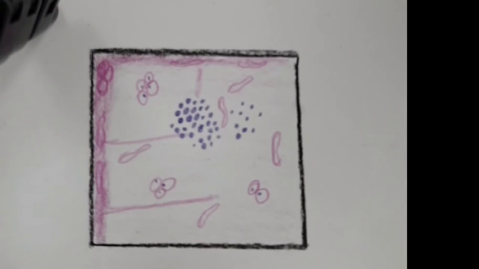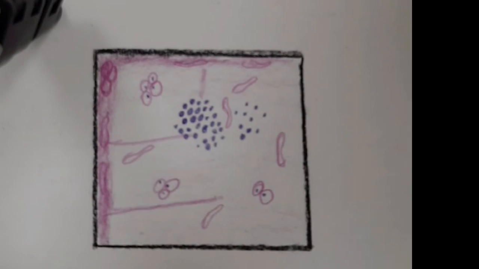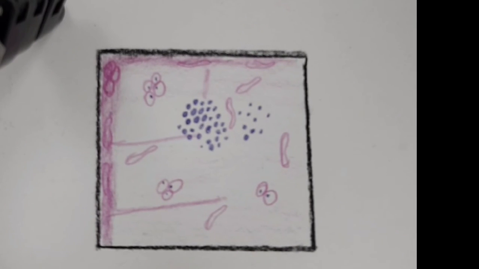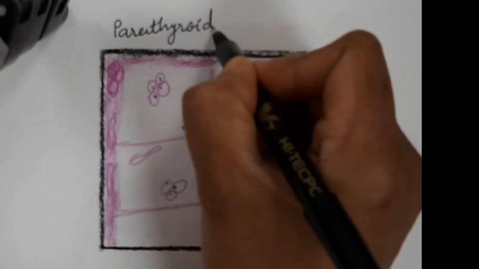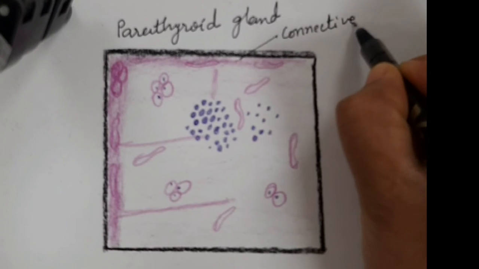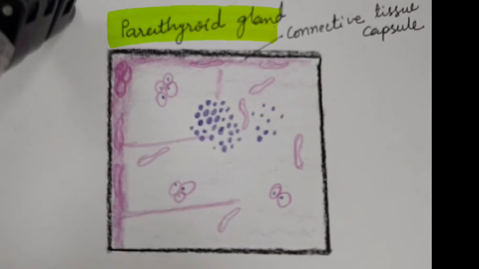For details about the adipose cell, click on the I button. So here it is a parathyroid gland. Chief cells secrete the parathyroid hormone, which increases the blood calcium level. Here it is a connective tissue capsule.